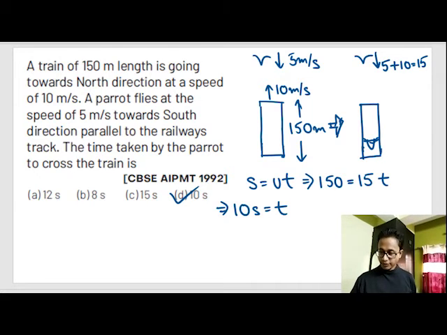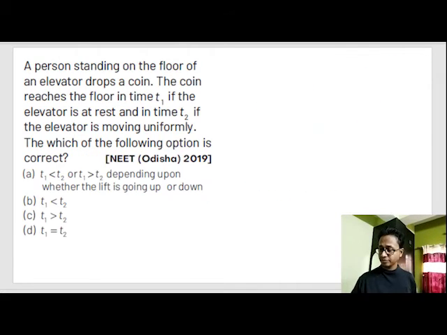Now let's do the next question. A person standing on the floor of an elevator drops a coin. The coin reaches the floor in time t1 if the elevator is at rest, and in time t2 if the elevator is moving uniformly. Which of the following options is correct? T1 is less than T2, or T1 is greater than T2?